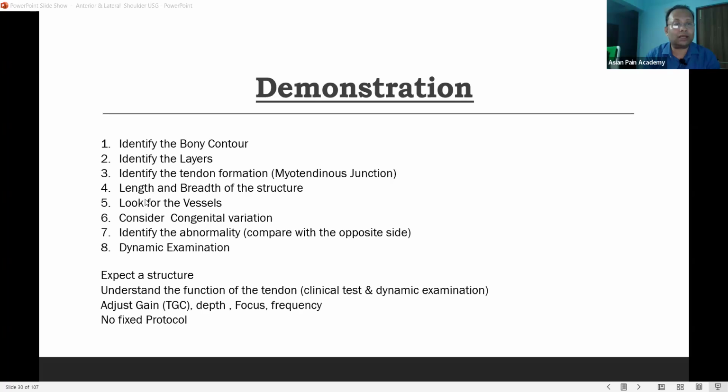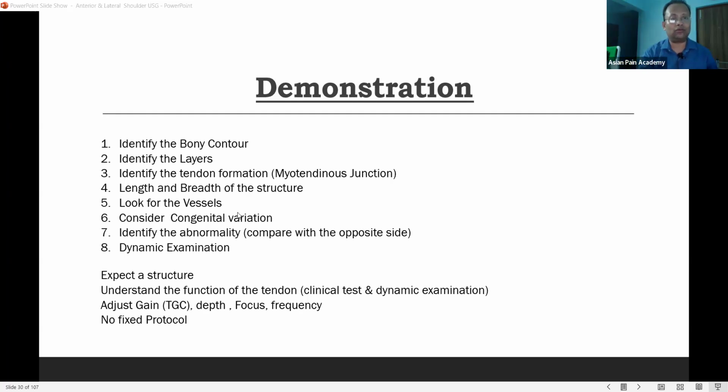Now identify the length and breadth of the structure. Remember, total length and breadth should be seen. Otherwise, if you see only one part, say anteriorly, and posteriorly there is a tear, you could not see it. You thought that you saw the muscle in a long axis view, but the long axis view should not be only anterior, it should go gradually posteriorly.